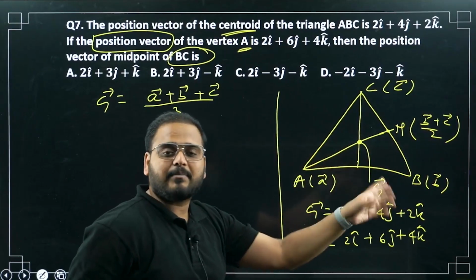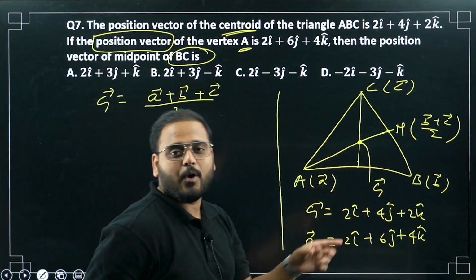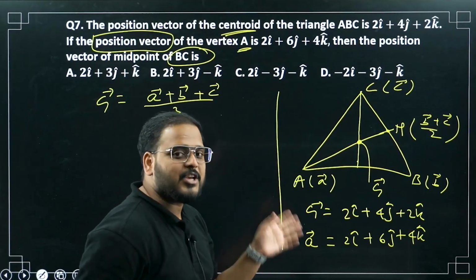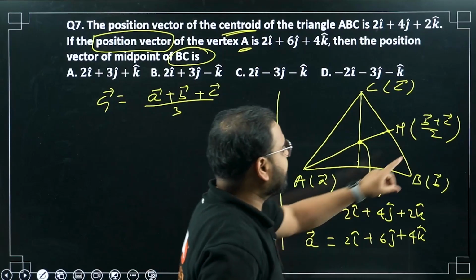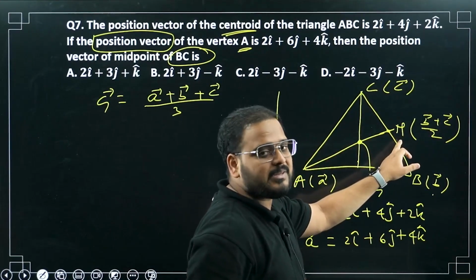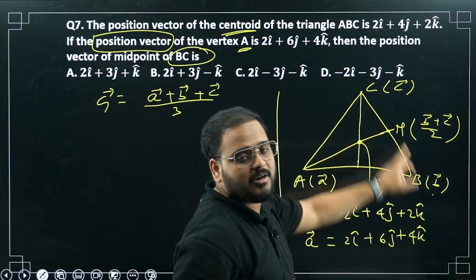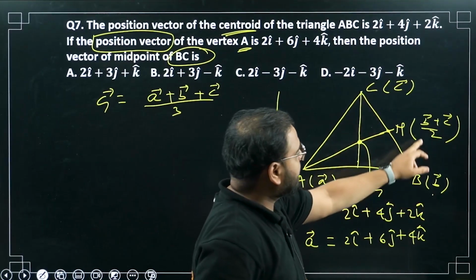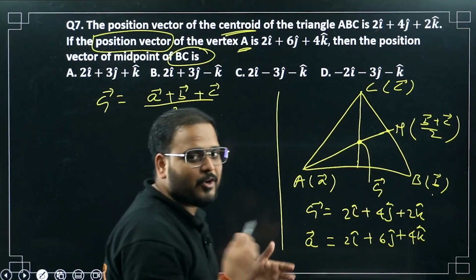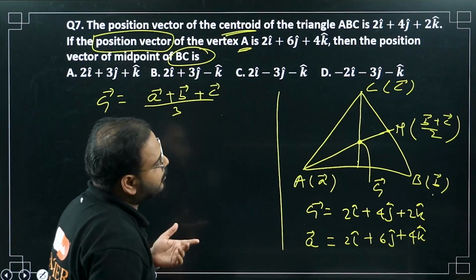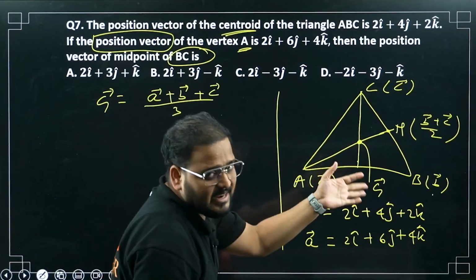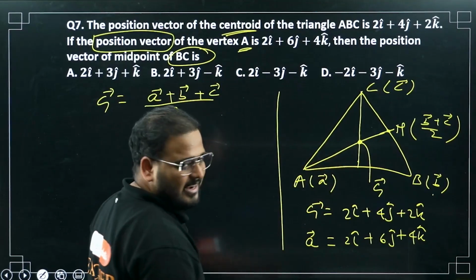Remember, from the section formula, M times B plus N times A upon M plus N. If you take the special case of the midpoint, where the ratio M to N becomes 1 to 1, it becomes simply A plus B by 2. In this case, B plus C by 2, because M is the midpoint of line BC. Formula is okay, right? Great. Please revise all the concepts, bacha. We're looking for that value. If I can find B plus C, I can divide by 2 later.